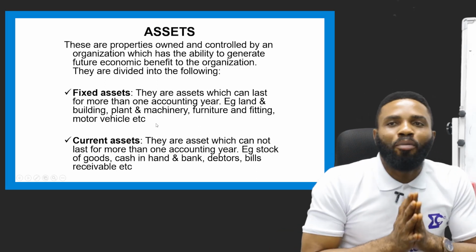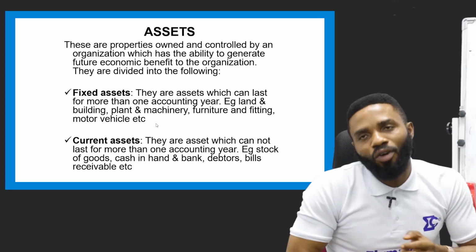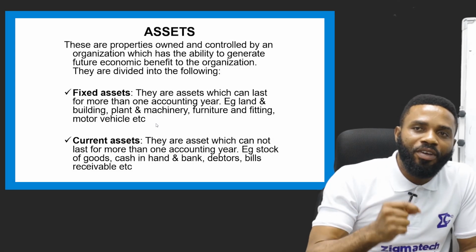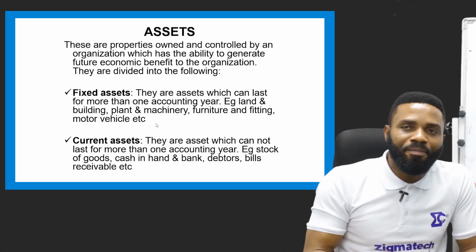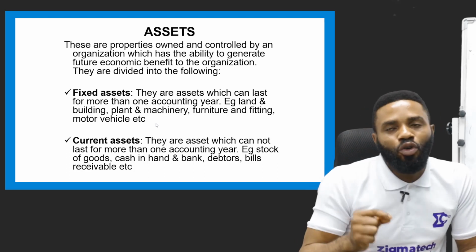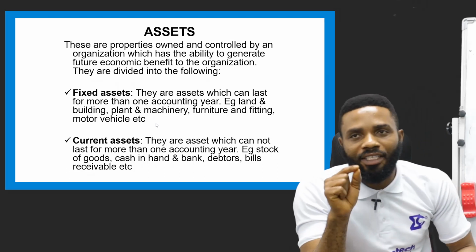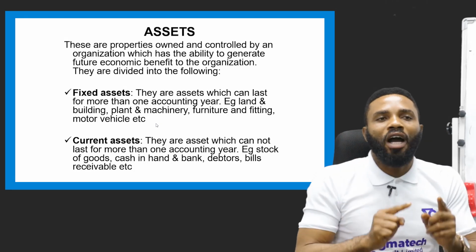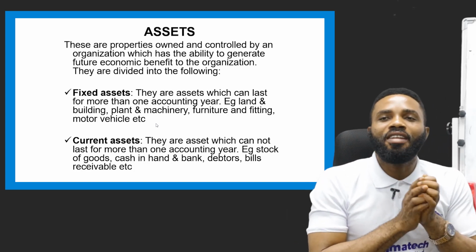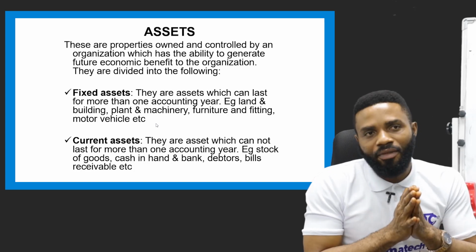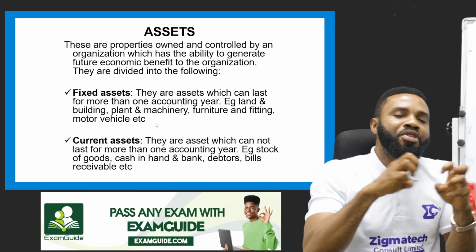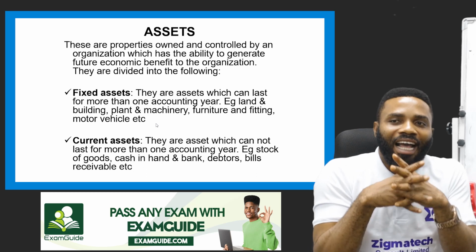Now, assets are properties owned and controlled by an organization which have the ability to generate future economic benefit to the organization. What do I mean? An asset has to do with items or properties owned and controlled. I usually tell students not to forget the words owned and controlled. You can own what you don't control, and you can control what you don't own. If you are living in a self-contained apartment, you are the one controlling the house because you have paid rent. Within the period for which you have paid that rent, that house is your own.